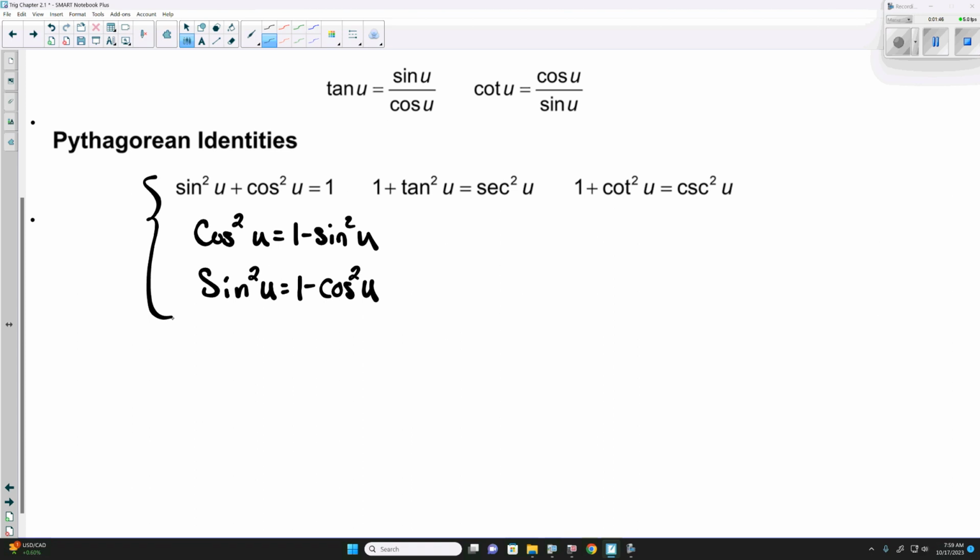So it could be that we have cosine squared plus sine squared, well, we can replace it with 1. Or if we have 1 minus sine squared or 1 minus cosine squared, we can use one of these here to be able to get what we need. The same thing's true for our other two. 1 plus tangent squared of u is equal to secant squared of u. Or we can say tangent squared of u is equal to secant squared of u minus 1. Or that cotangent squared is equal to cosecant squared minus 1. And we have these here.